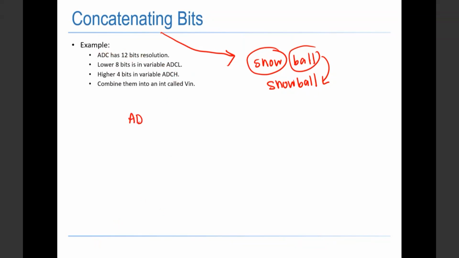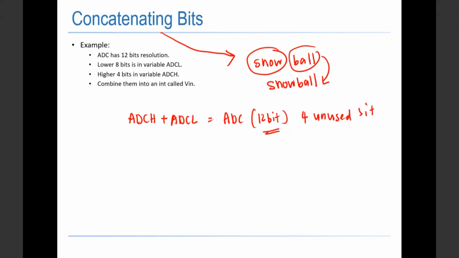You have ADCH, you concatenate it with ADCL, and you come up with an ADC. So this is a 12-bit. Actually it's a 16-bit, but 4 bits are unused bits. Because the ADC is only 12-bit, so 4 bits become unused bits.